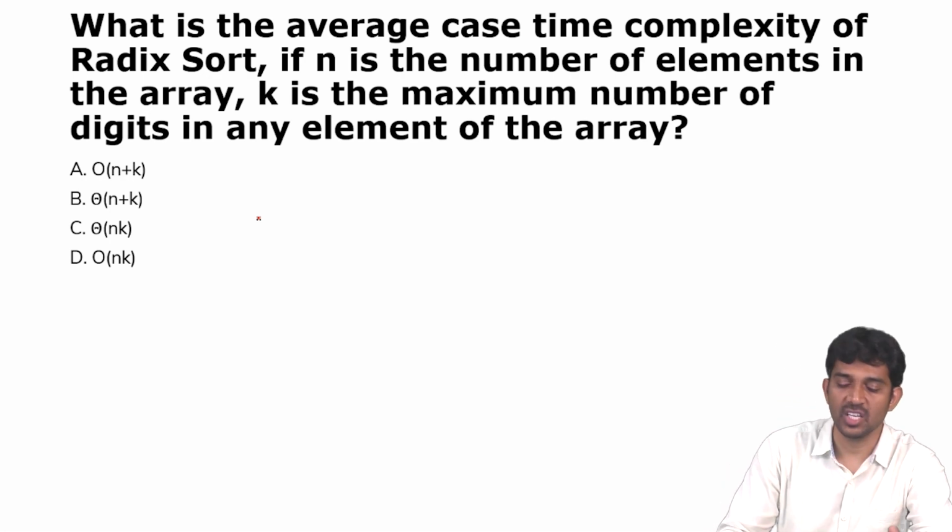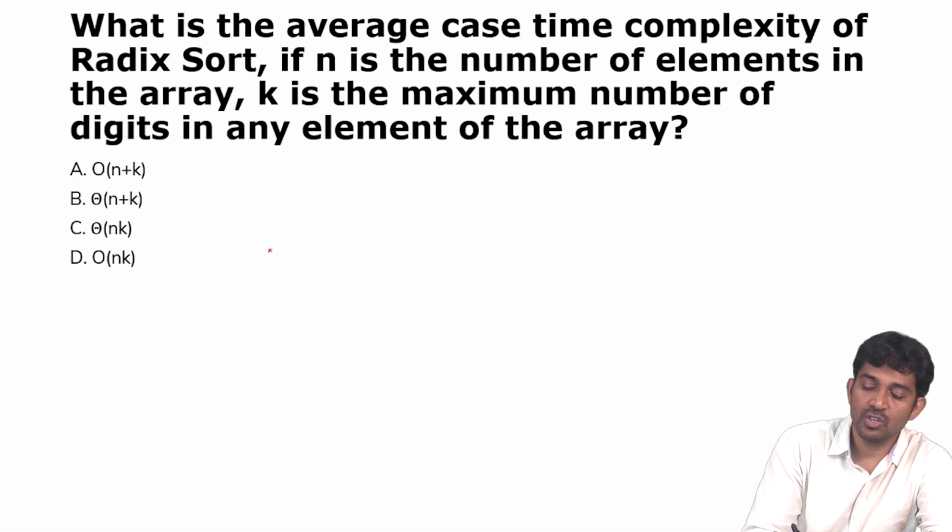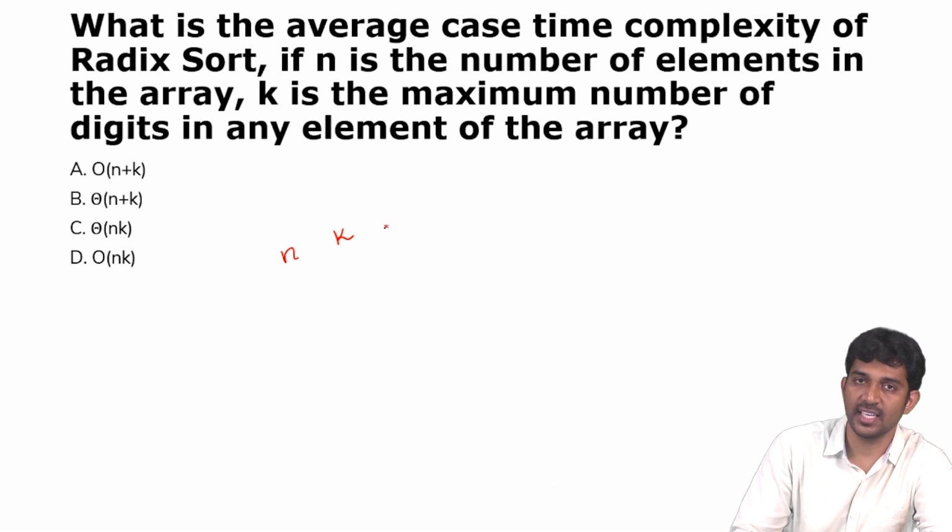Okay, this is Radix Sort. Here n means you have n elements, and k is the maximum number of digits in any number.